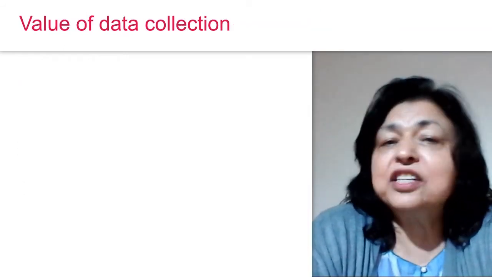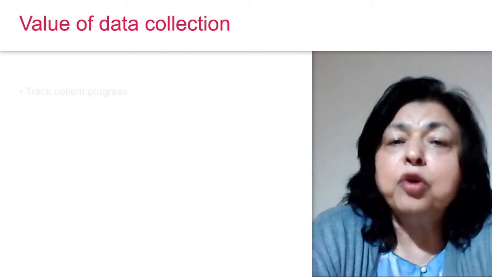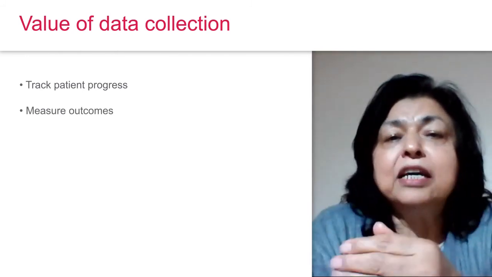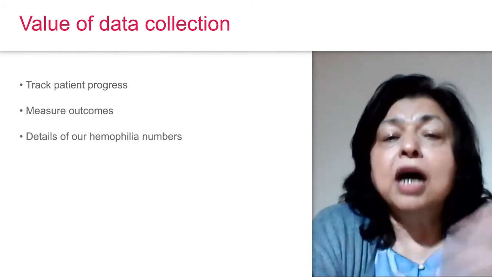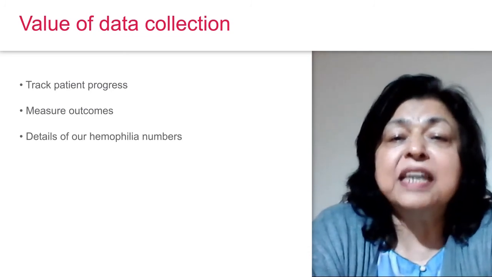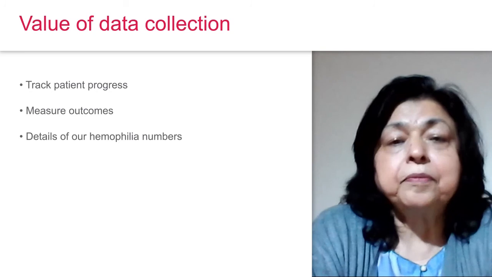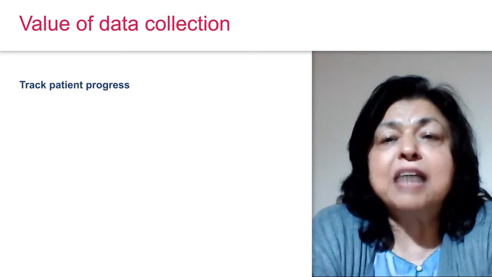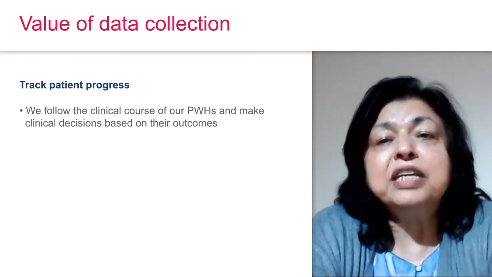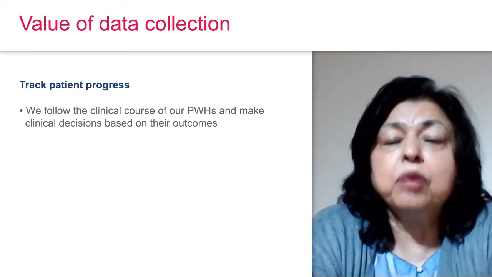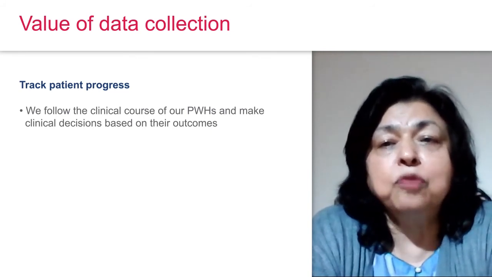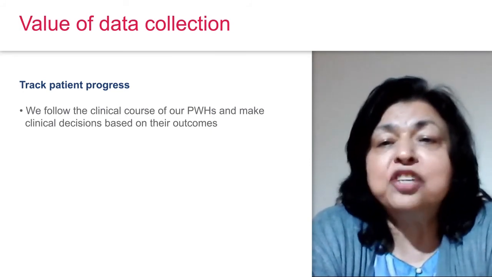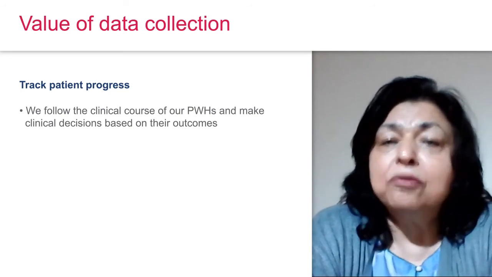So what does data collection help us in? It helps us to look at the clinical course of the patients, to see what the outcomes are at the end of that clinical course, and also about our hemophilia patients, their numbers and their requirements. When we follow the clinical course, we can make clinical decisions. For example, in low-dose prophylaxis, we know that even at a lower dose and lower frequency as compared to what is done in the West, our patients are still doing well. So we don't need to make any changes. We can continue on the same treatment.